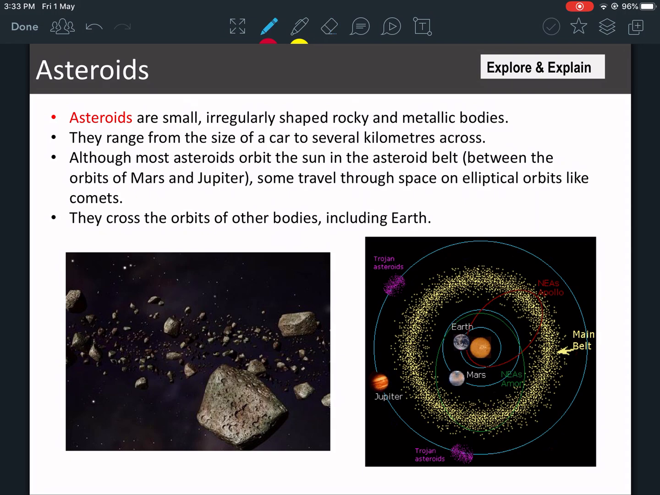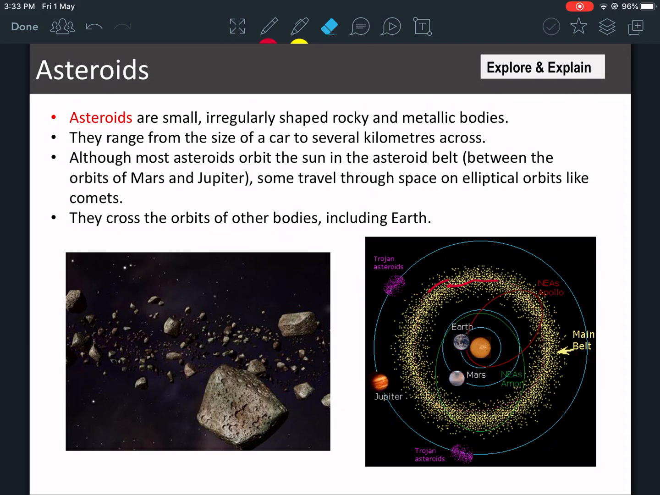Wait, hold on. Look at the picture. This is Mars over here. This is Jupiter over here. This is the asteroid belt. These are all asteroids. These are rocks, metallic bodies. So in our solar system, there's an asteroid belt, and it orbits the sun. Some travel in elliptical orbits, but most of them are in this asteroid belt. They cross orbits and bodies, including Earth. Sometimes they cross bodies, sometimes they cross Earth.